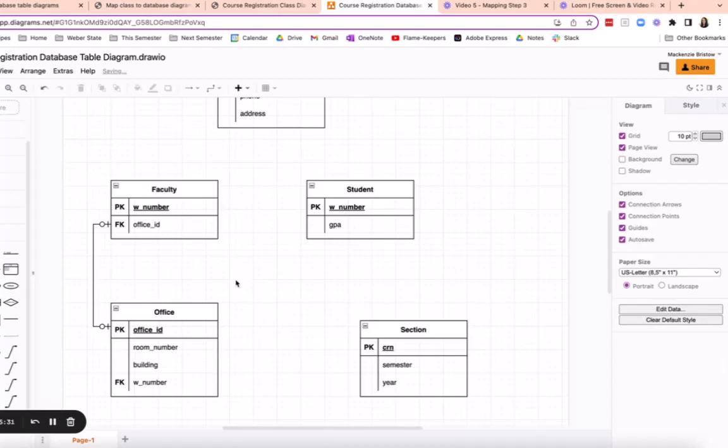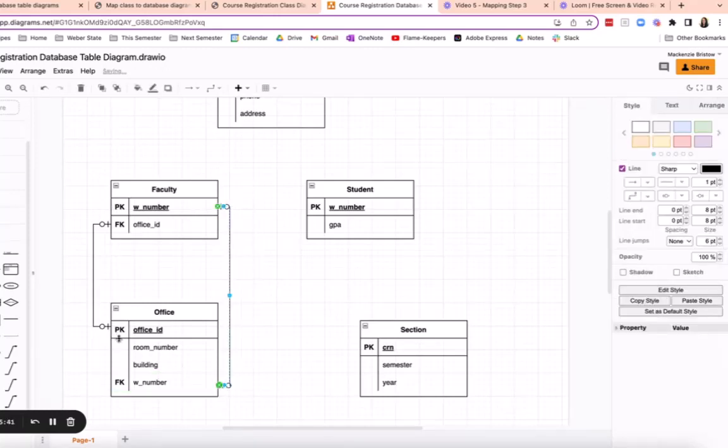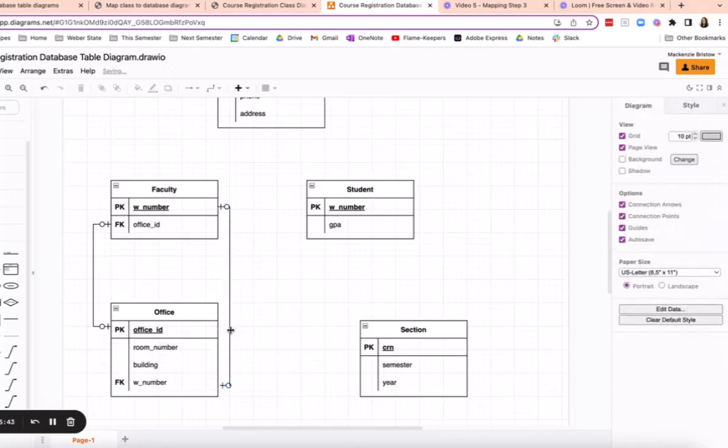And then we need to map the other primary key with the other foreign key. So here's my primary key of W number. I'm going to map that up to its foreign key in Office. And notice here that it just does the last line that I created. So the last one had these two ends, so it just did that for this particular line that I just drew. All right, so that's one-to-one.